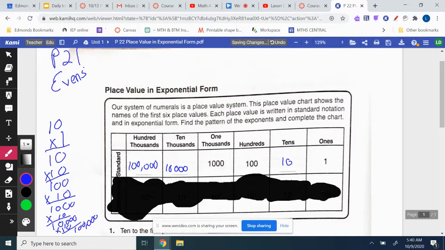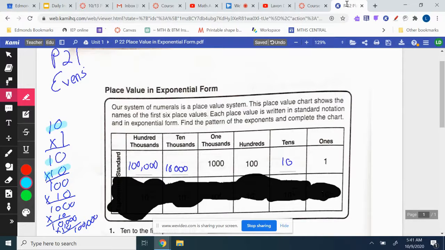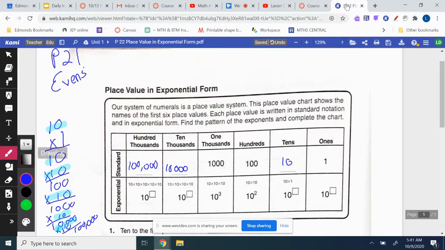Well, we have learned that if we multiply by the same base, sorry, let me highlight that correctly, that we can use exponents. So what I want to show you is how we're going to use exponents and how this looks in exponent form. So if I multiply 10 by 1, or 1 times 10, I multiplied it by 1 time.